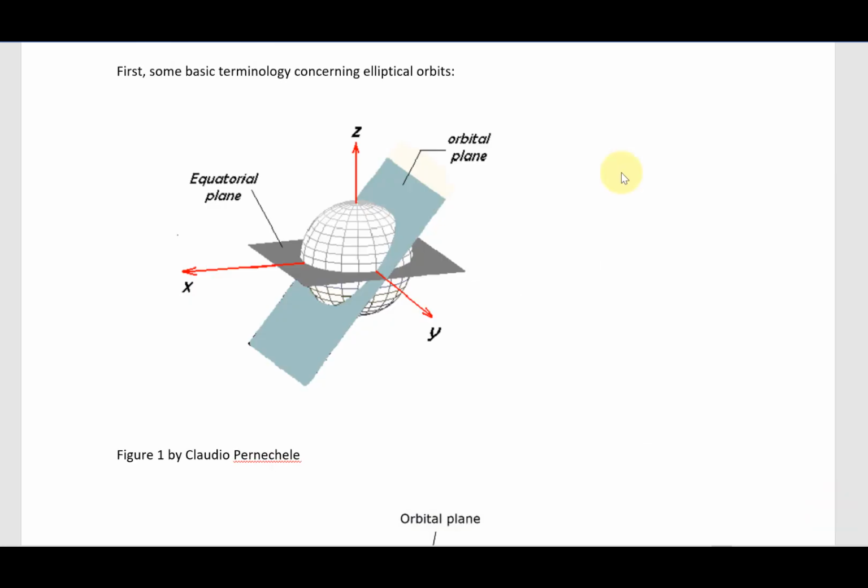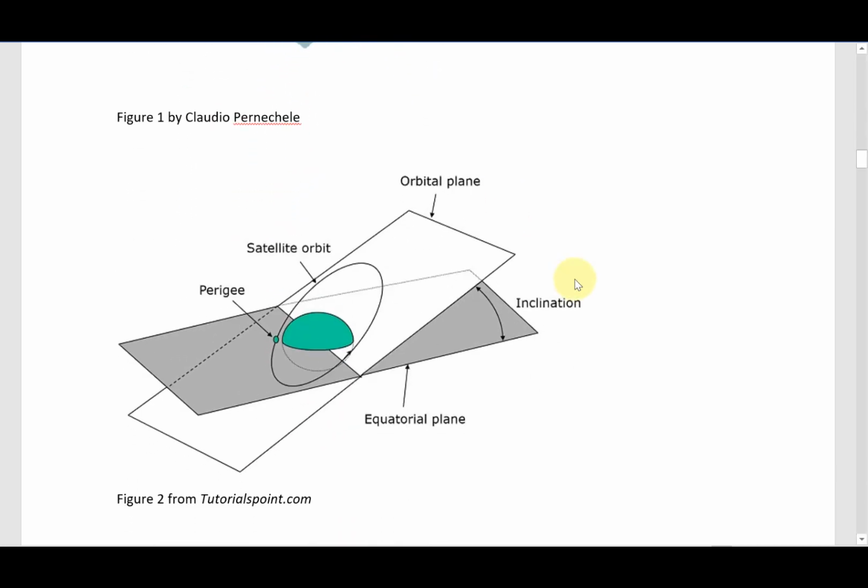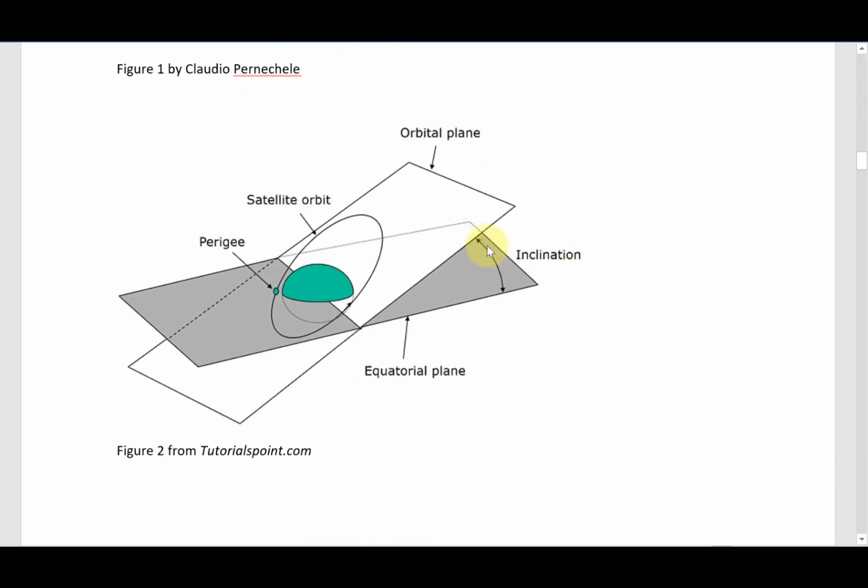Maybe first I'll back up and just do a quick review of some basic terminology concerning elliptical orbits. So we talk about an equatorial plane. We're talking about the plane that contains the equator of the primary body that we're orbiting. And so we might be orbiting at an inclination in an orbital plane that is tilted to the equatorial plane, for example. So when we talk about the inclination, we're talking about this angle here between some reference plane, like for example the equatorial plane, and the actual orbital plane, the plane in which the orbit is a two-dimensional ellipse.